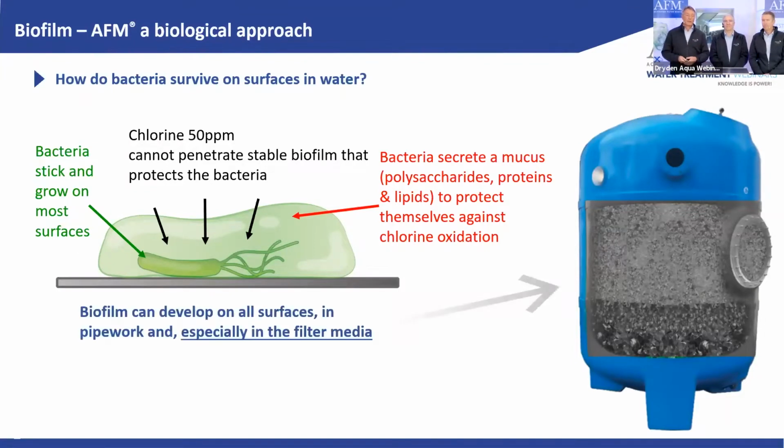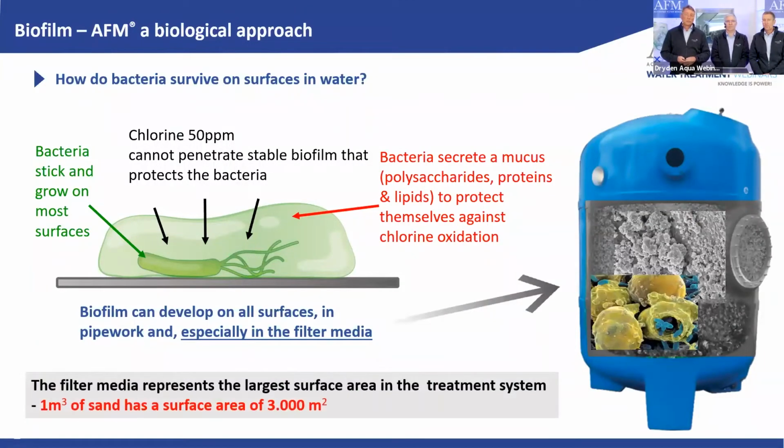Again, very quickly. And what has this to do with the filter media? The sand is the biggest surface in contact with the water that you have in such a system. You have a little bit of piping, but you also have the filter media, and 1 cubic meter of sand has 3,000 square meters of surface. So it's huge. It's maybe 95, 98, 99% of the surface that you have. And very important, it's not only the filter media. There is also a large surface area coming from the membrane systems if you have an RO system. So that's another growth area for biofilm.